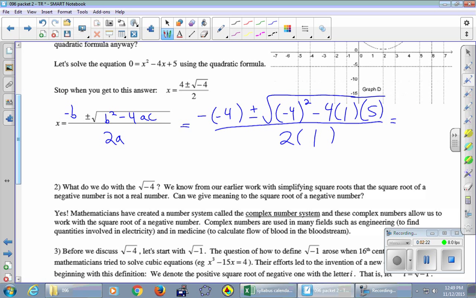Negative negative 4 becomes 4, plus or minus square root of negative 4 squared. Is that 16 or is that negative 16? 16, positive. Okay, is this going to end up being a plus or a minus after the 16? It's minus, just the single subtract sign. Minus 4 times 1 times 5, that's 20. Still divided by 2. And so we get 4 plus or minus the square root of, oh, that's a minus. Negative 4 divided by 2.